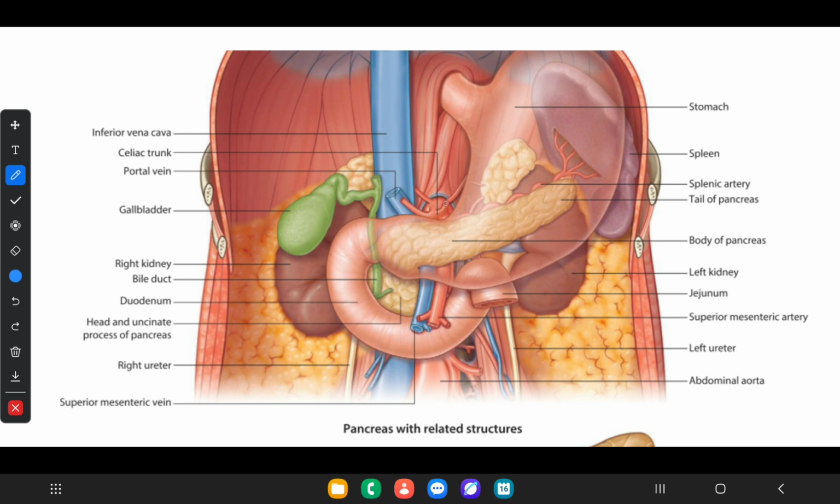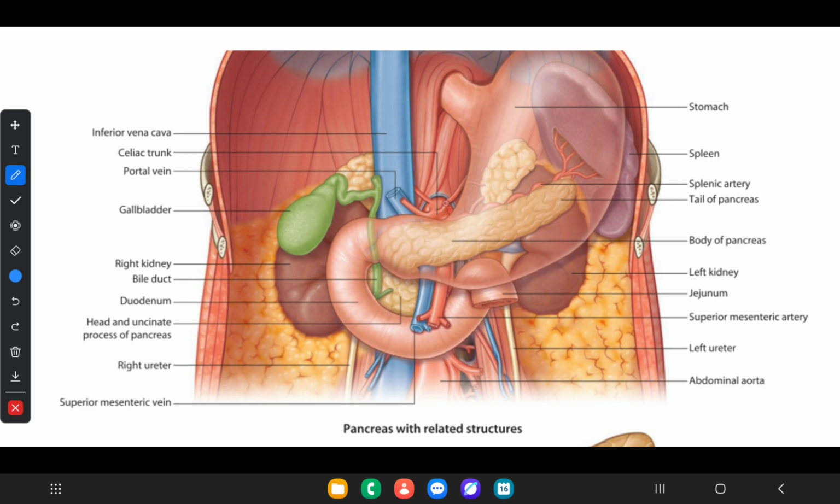From this video, I will discuss the relations of the pancreas. It is easy when we divide the pancreas into several parts and discuss the relations. First, the head, then the neck region, then the body and the tail. We divided the pancreas into those regions and talk about the structures related to those regions. So first we will see what are the relations of the head of the pancreas.